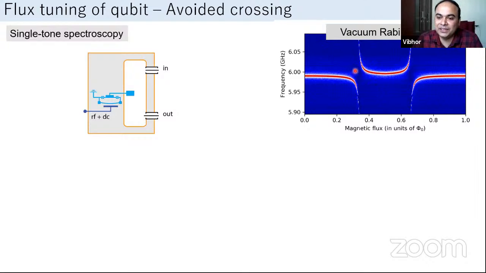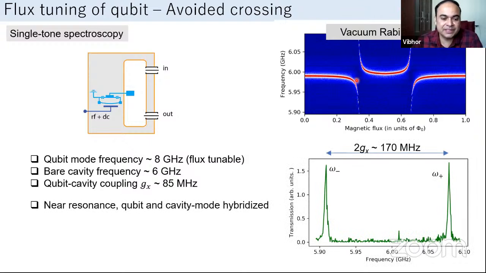Okay, and then you can continue increasing the flux. The qubit mode will go to a very low frequency, and due to its periodicity in magnetic flux, it will come back again and go to a maximum. So this pattern of avoided crossing will repeat itself as we increase the magnetic flux. Such measurements are helpful because they allow us to characterize the qubit and cavity system.